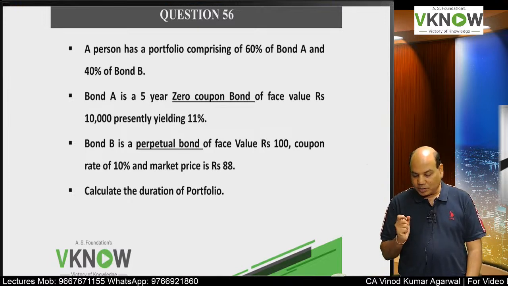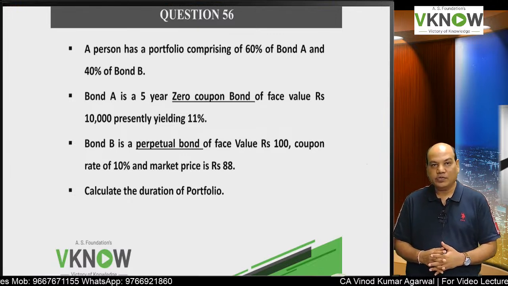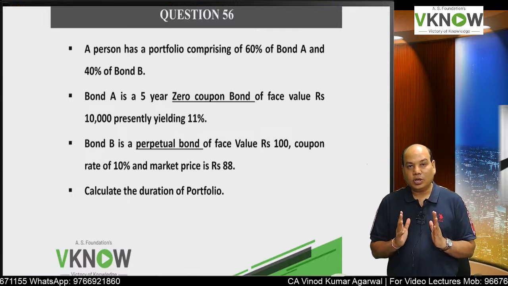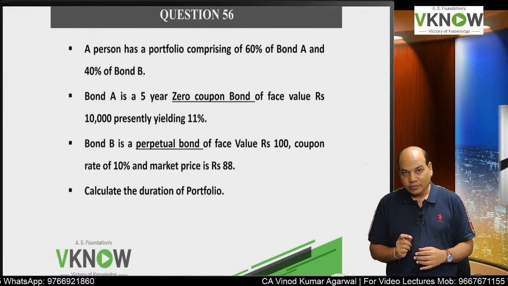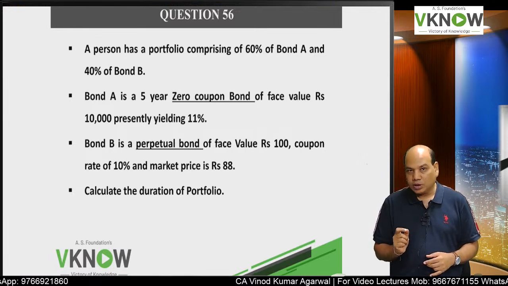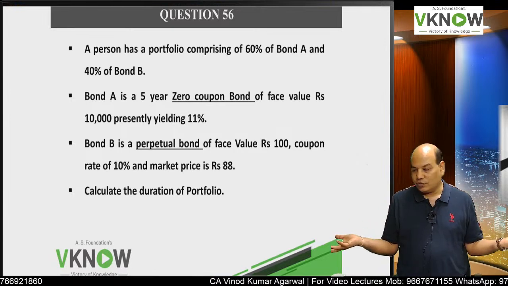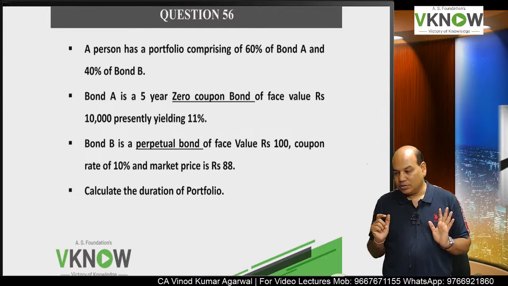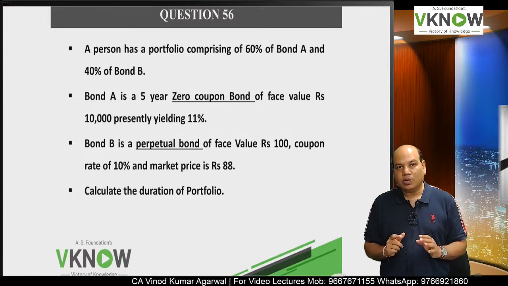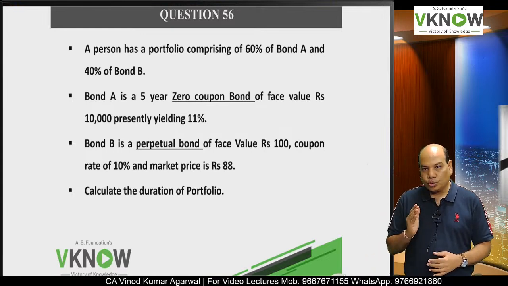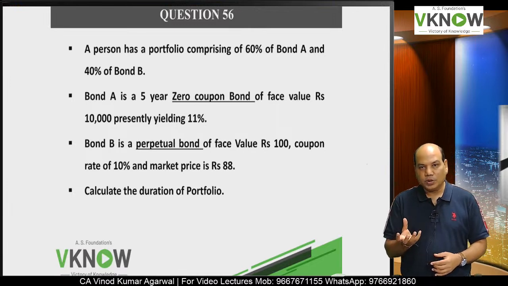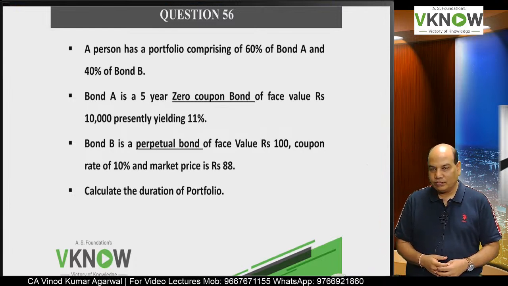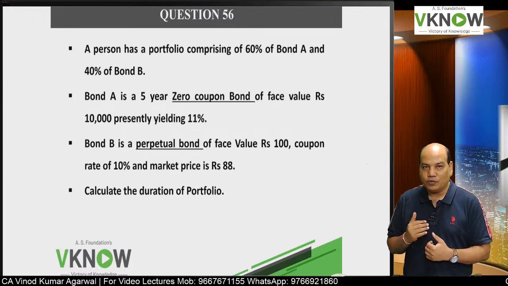So we are ready. A person has a portfolio comprising of 60% of bond A and 40% of bond B. Bond A is a 5-year zero coupon bond. Very good. Duration is 5 years. Face value is 10,000. Presently yielding 11%. Bond B is a perpetual bond of the face value 100. Coupon rate is 10%, means 10 rupee coupon, and the market price is rupees 88. Calculate the duration of the portfolio.